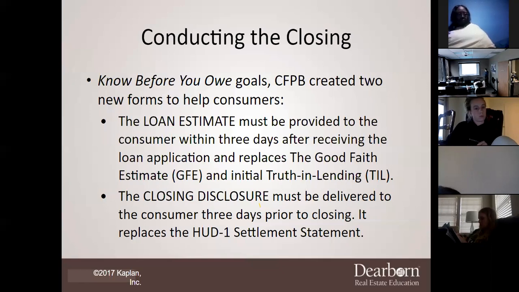The closing disclosure must be delivered to the consumer 3 days, again, 3 days prior to closing. And that's the form that replaced the HUD-1 settlement statement. You may still see the HUD-1 settlement statement, but that's usually only for a cash deal. If they're paying all cash, you might see the HUD-1. If not, you're going to get the closing disclosure. So those 2 forms got taken over by that one, and then that one turned into the closing disclosure.